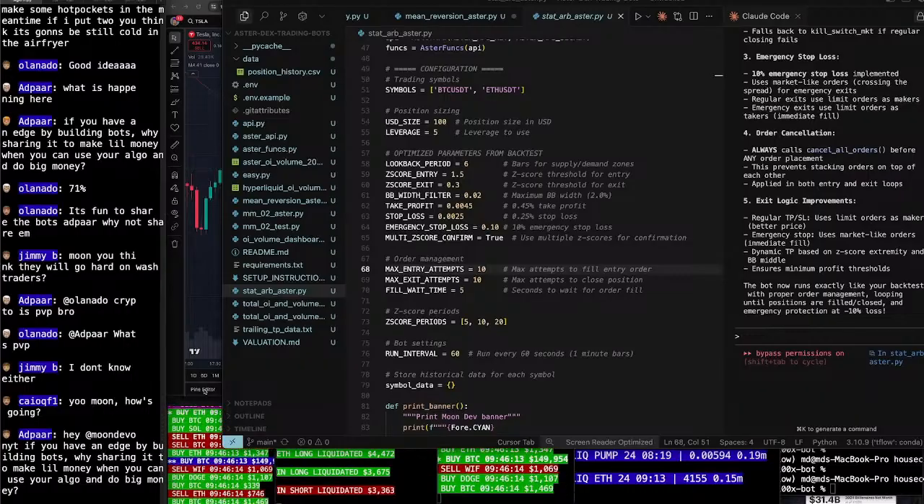Adpar says, hey, Moondev, if you have an edge by building bots, why share it to make little money when you can use your algo to make big money? Because I believe you plus me equals 3. I believe that nobody else is going to share this information. I'm here for a much bigger calling than just making a bunch of money for myself building trading bots.